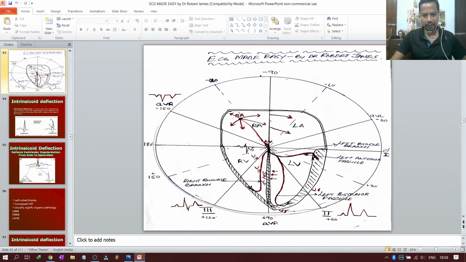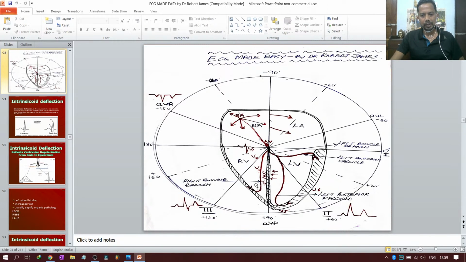So this is the bundle of His, the right bundle branch, the left bundle branch. The left bundle branch is blocked out here. Okay, so now the current is going from the right bundle branch towards the left bundle branch area, towards the left ventricle, lateral walls and all. So the vector is deviated towards 0 degrees. Because the right bundle branch is sending the current like this to stimulate the left ventricle, because contraction has to occur, otherwise the person will die.